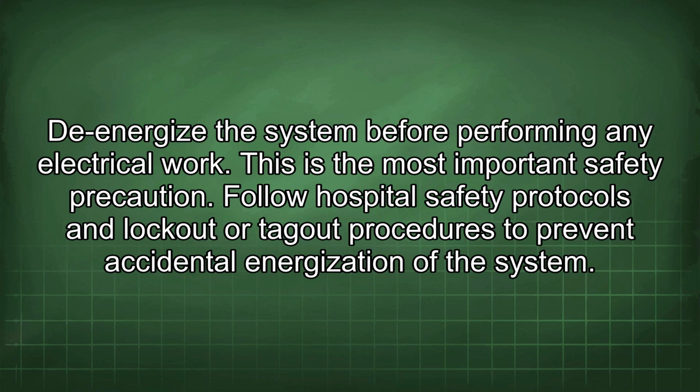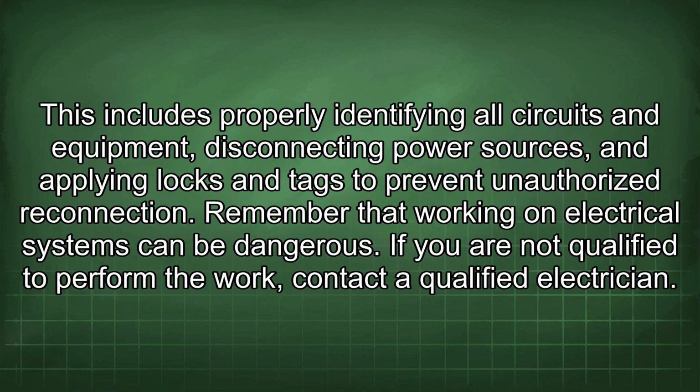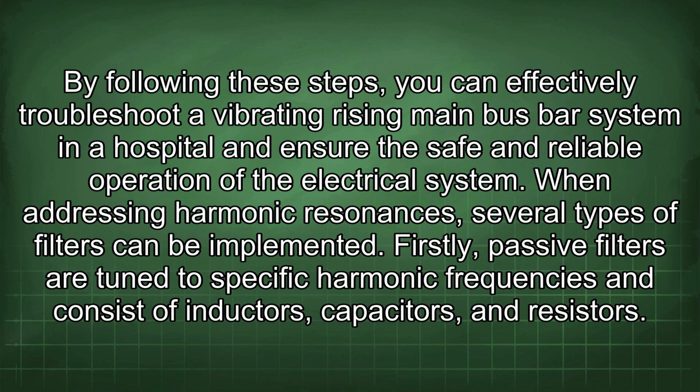Follow hospital safety protocols and lockout or tagout procedures to prevent accidental energization of the system. This includes properly identifying all circuits and equipment, disconnecting power sources, and applying locks and tags to prevent unauthorized reconnection. Remember that working on electrical systems can be dangerous. If you are not qualified to perform the work, contact a qualified electrician. By following these steps, you can effectively troubleshoot a vibrating rising main bus bar system in a hospital and ensure the safe and reliable operation of the electrical system.